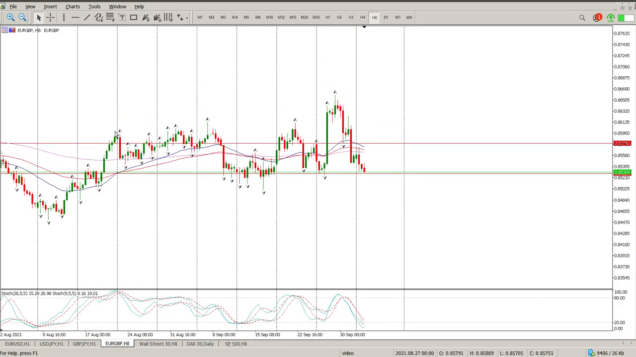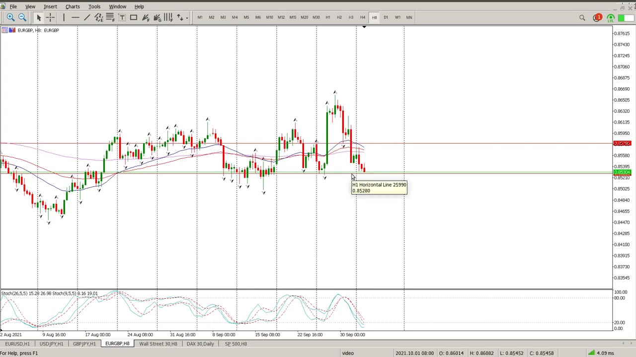Euro, British pound. So you can see we've been sideways for so long, and we keep playing above and below the moving averages, and look at how long we've been doing it, since 24th of August basically. And getting more and more volatile as we've gone along. At the moment, this does look like a rejection of the moving averages, a fairly decent rejection.